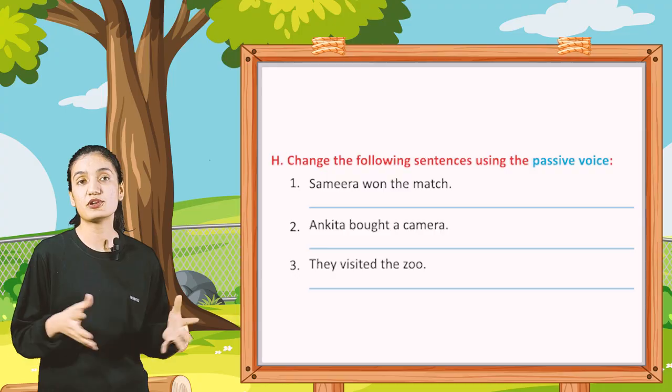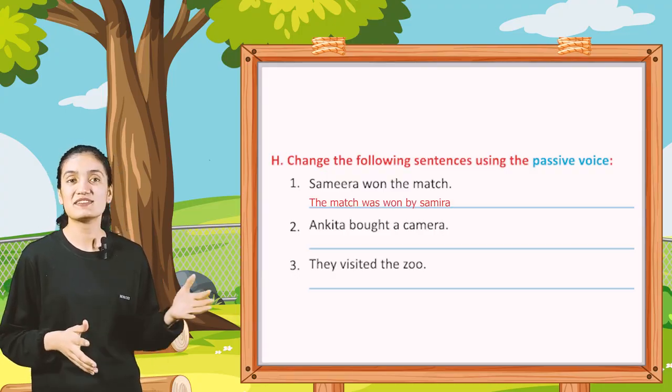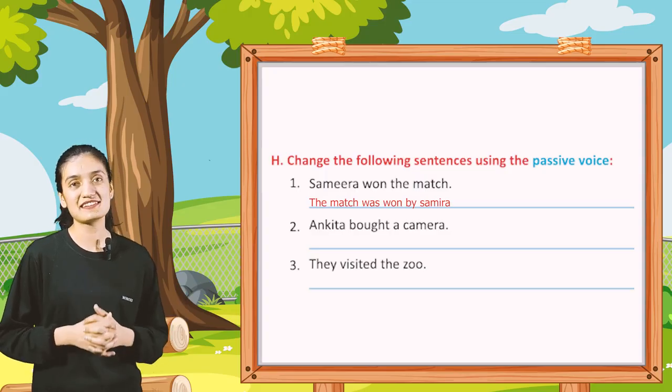Part H. Change the following sentences using the passive voice. First, Samira won the match. So the answer will be the match was won by Samira. So in this way, do the rest sentences by yourself.